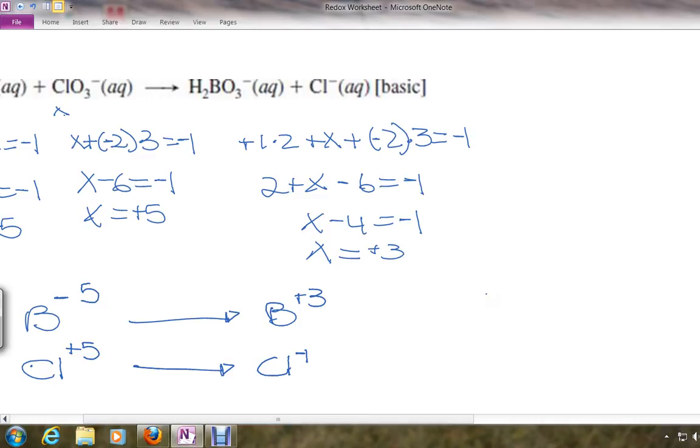Let's go ahead and write our little thing, and it's boron. Boron's oxidation number is going up. Electrons are going down, losing electrons, oxidized, and it's the reducing agent.